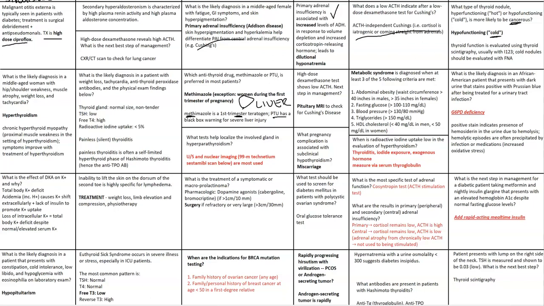Which tests help localize the involved gland of hyperparathyroidism? That would be ultrasound and nuclear imaging. So 99m technetium sestamibi scan. Those are the most commonly used.